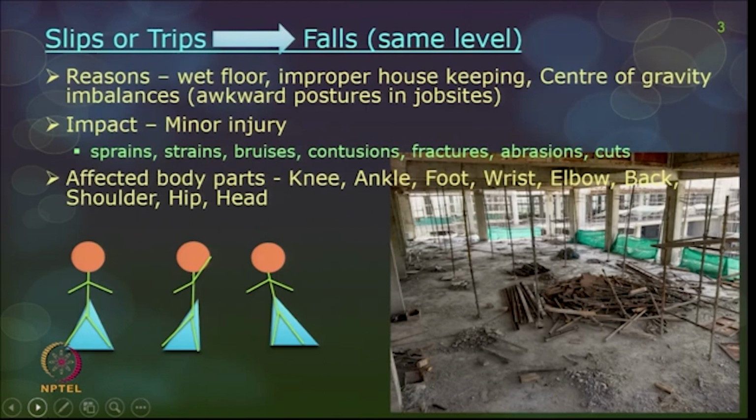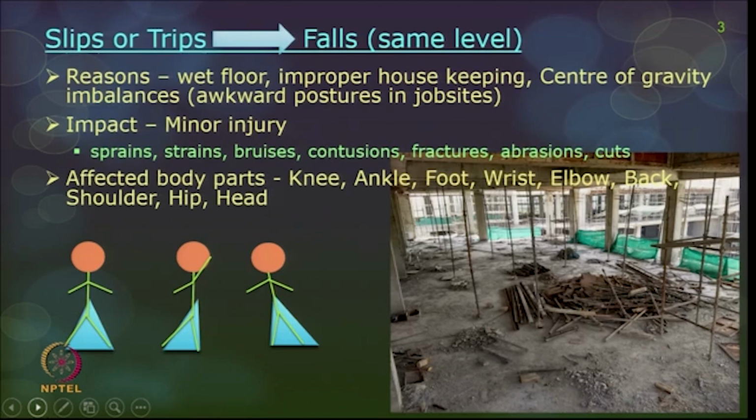So, what is the real issue on falls? Even falls on the same level should be avoided. Reasons for some of the falls on the same level as a result of a slip or a trip can be a wet floor, or improper housekeeping. You can see a picture of a construction site wherein all the materials are scattered all over the working platform, and center of gravity imbalances.